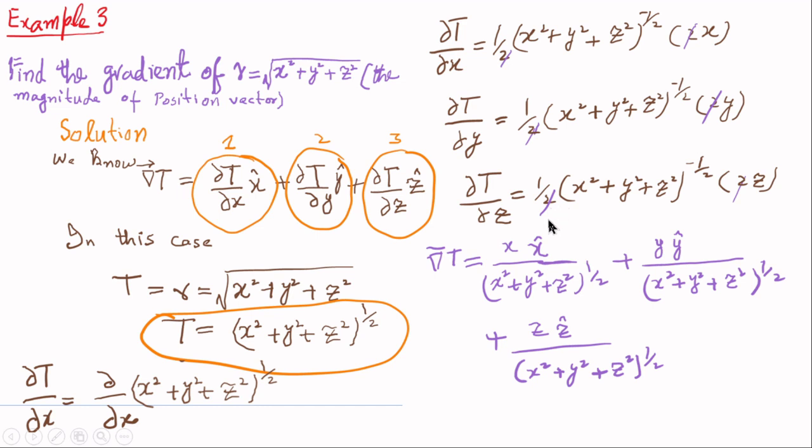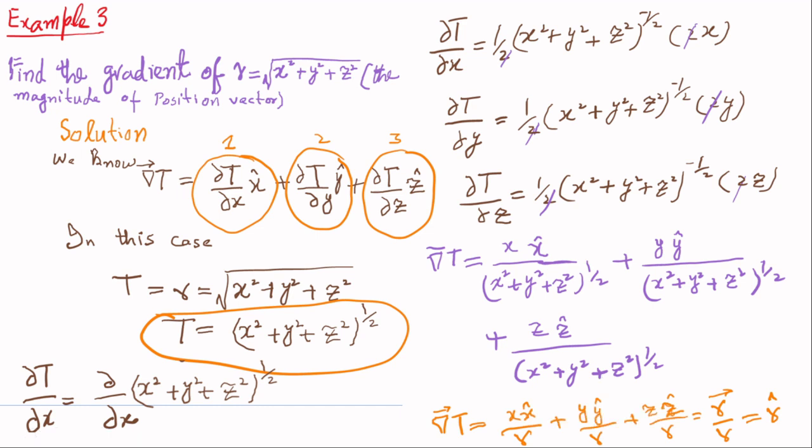So the gradient of T is equal to the sum of these terms. We put the values of partial T over partial x, partial T over partial y, and partial T over partial z in this equation, and you will get this. This is the value of partial T over partial x, this is the value of partial T over partial y, and this is the value of partial T over partial z. In the denominator, this value is equal to r.